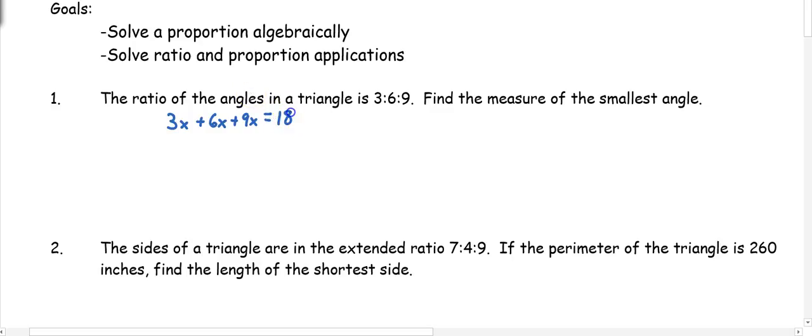Remember that the angles in a triangle are 180 degrees. So we're going to add those together and we get 18x equals 180. So x is 10. Then we need to find the smallest angle measurement. Well, the smallest angle measurement is going to be the smallest ratio part, which is 3x. So we would have 3 times 10. So our smallest angle would be 30 degrees.